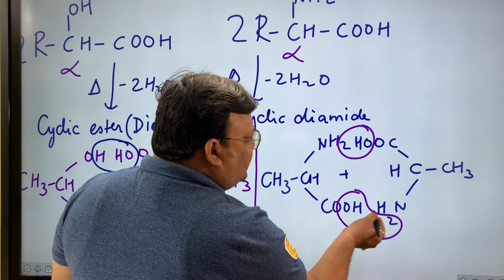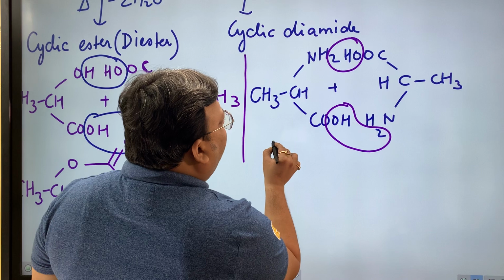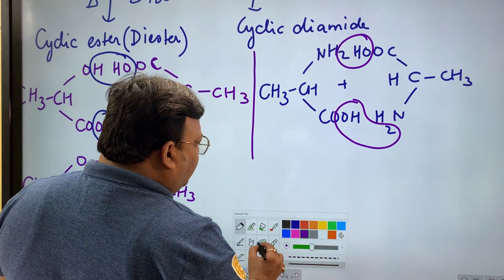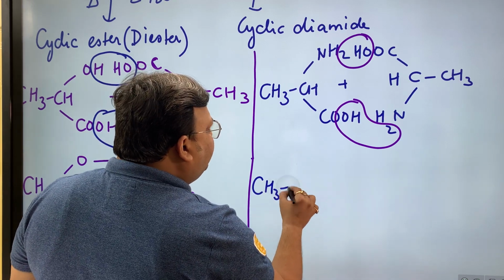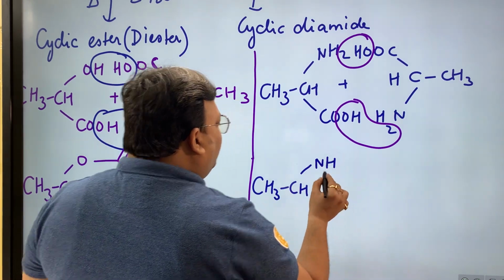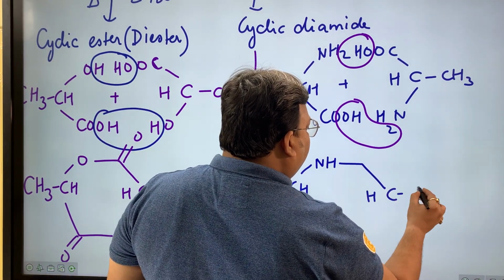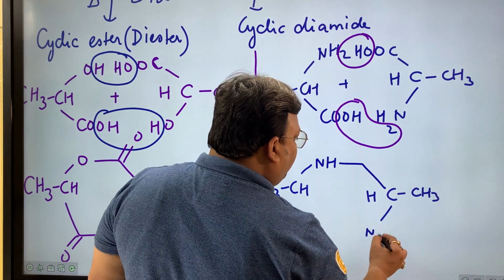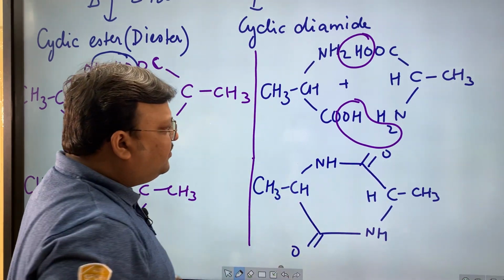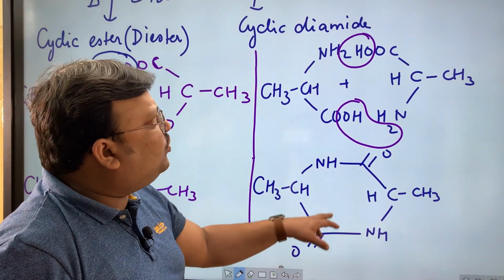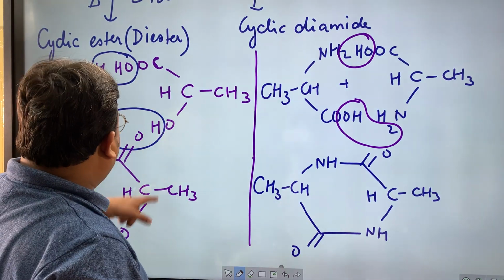Now when I remove OH and hydrogen from this end and OH and hydrogen from this end, naturally the product formed will look like CH3CH. Now you will have an NH, instead of O you will have an NH, C double bond O, again a CH, CH3, NH here, and then C double bond O. So C double bond O NH, C double bond O NH, you have an amide there, you have an amide here. Naturally, I want to know it as a diamide. This is a cyclic diamide, like this was a cyclic diester.